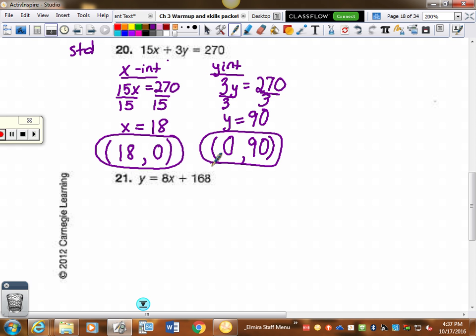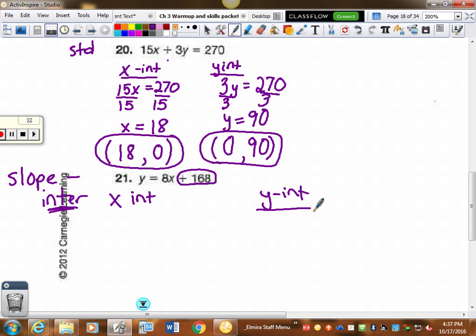Now 21 is a little bit different because they give you slope-intercept form. I still want you to find x-intercept and y-intercept. However, did you notice? I'll say it one more time. This is slope-intercept form. That's because the equation actually tells you the intercept for the y-intercept. Okay? 0, 168 is the y-intercept. I don't actually have to figure it out.